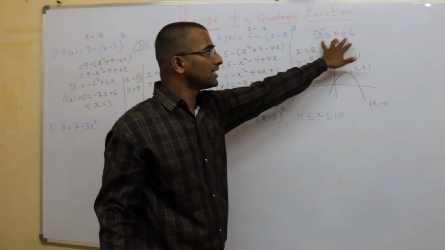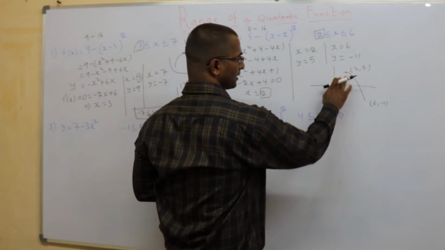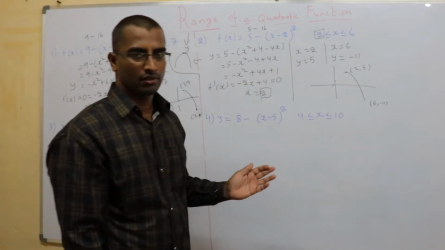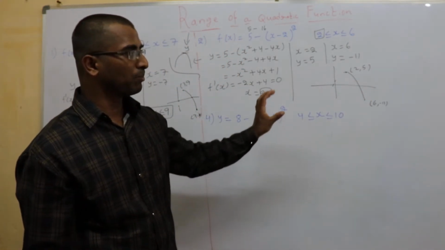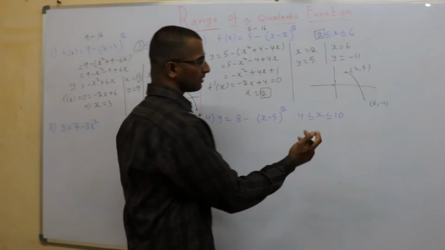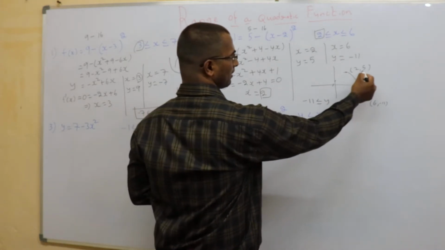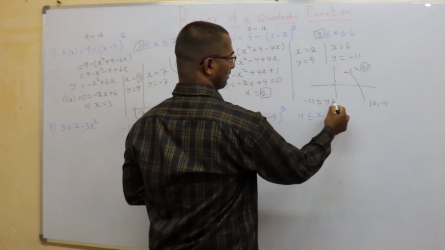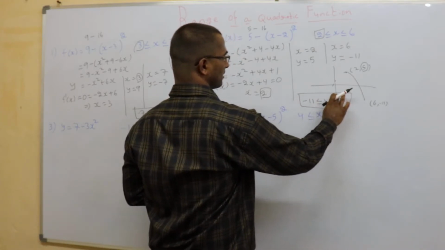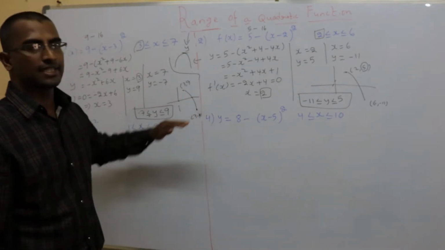Since x values is between 2 and 6, my graph is also till this part only, from 2 to 6. Clear? So what is the minimum point for y in that part of the graph? Minus 11. So minus 11 is less than or equal to y. Maximum is 5, less than or equal to 5, is the answer. These are the basic examples.